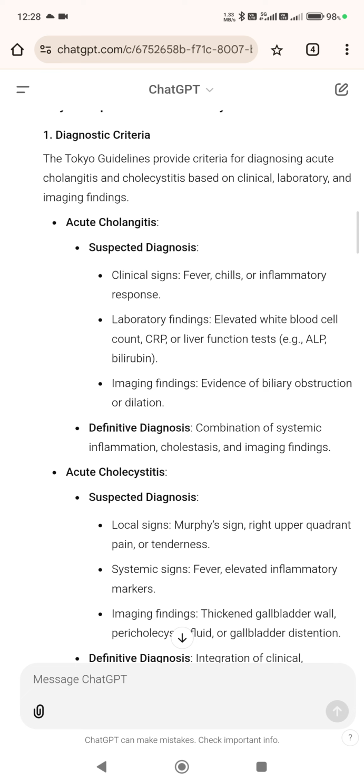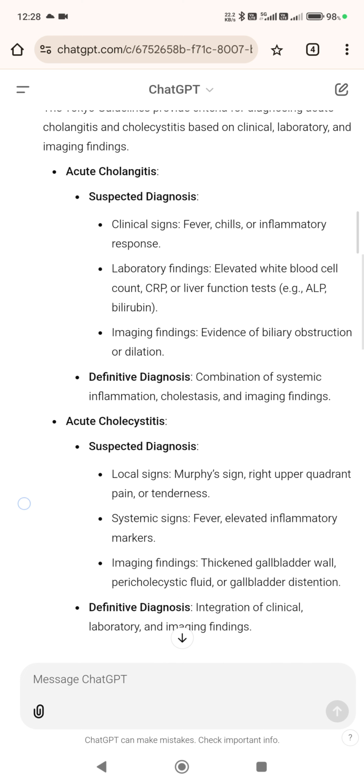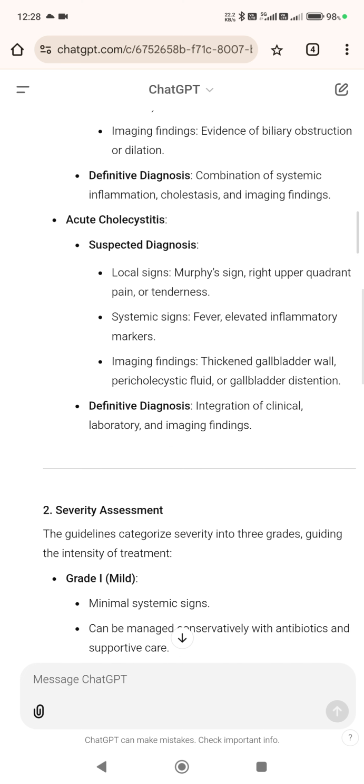Acute cholecystitis: suspected diagnosis, local signs, Murphy's sign, right upper quadrant pain, or tenderness. Systemic signs: fever, elevated inflammatory markers. Imaging findings: thickened gallbladder wall, pericholecystic fluid, or gallbladder distension. Definitive diagnosis: integration of clinical, laboratory, and imaging findings.